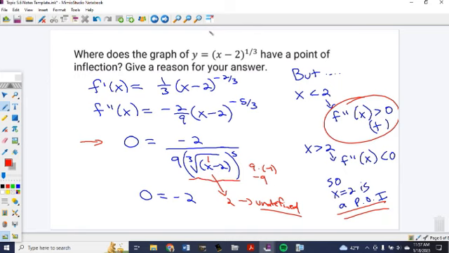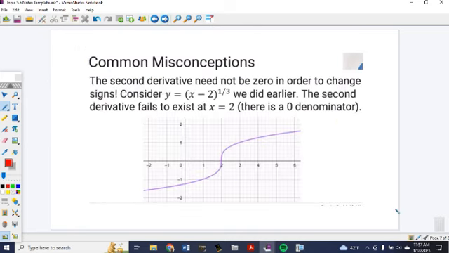Now, a couple common misconceptions. The second derivative, this is what we just dealt with. The second derivative need not be 0 in order to change signs. Here's a graph of that one we just did. This is what we know is a vertical tangent. But it is a point of inflection. The concavity is changing. This is concave down. This is concave up. The concavity is changing at that value of 2. And I showed you how to come up with that.